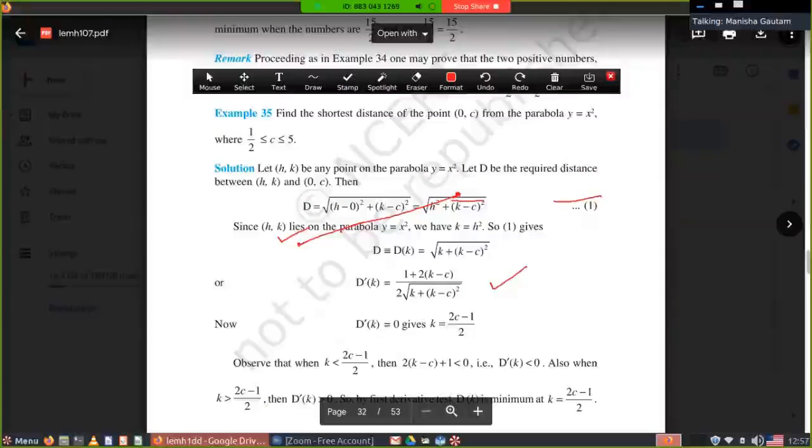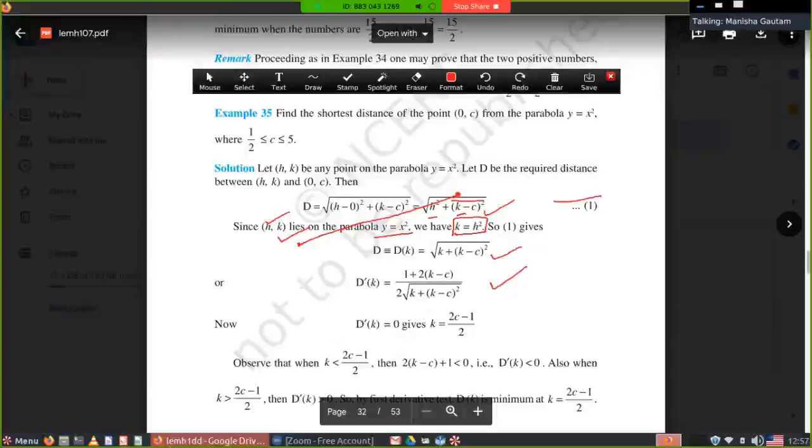Yes. Now distance is given. This is one. H and k are two variables. First of all, convert the statement into a single variable. If the point is lying on the parabola, it means this point will satisfy the equation of the parabola. So you will get k is equal to h square. It means you can put k in place of h square. The distance will be this one.